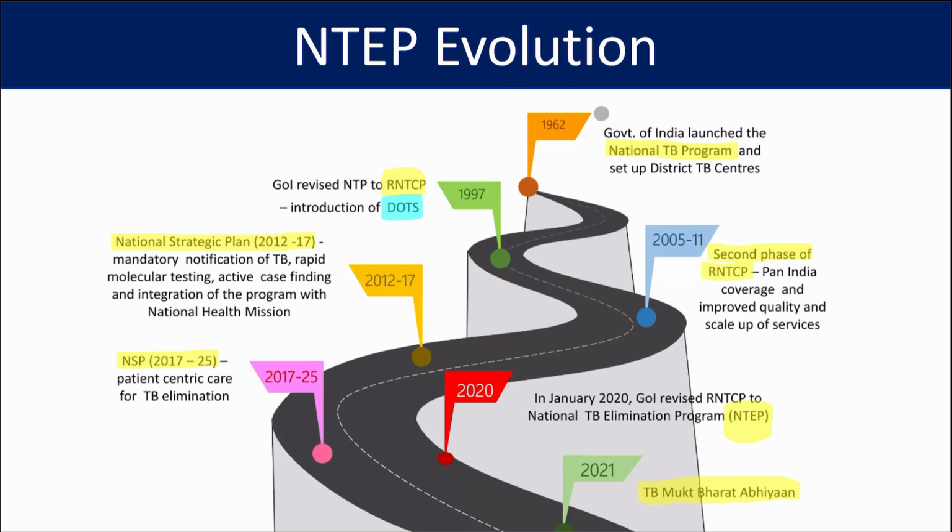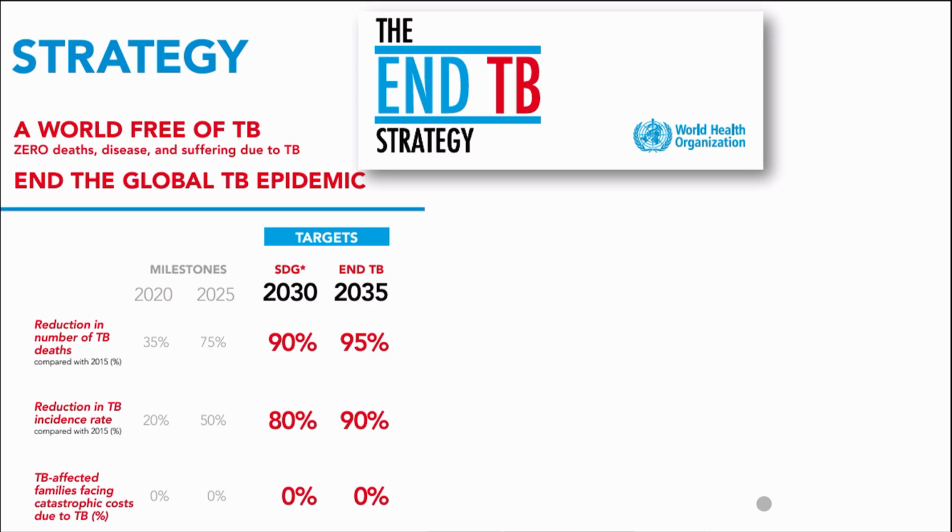So look, the history started from 1962 when there was first the National Tuberculosis Program, after that in 1997 RNTCP and DOTS, and after that 2005 to 2011 the second phase of RNTCP. Then we have a National Strategic Plan from 2012 to 2017, and from 2020 the name came out to be NTEP, that is National Tuberculosis Elimination Program, and our latest guideline in 2021 and after that the 2024 TB Mukt Bharat Abhiyan.